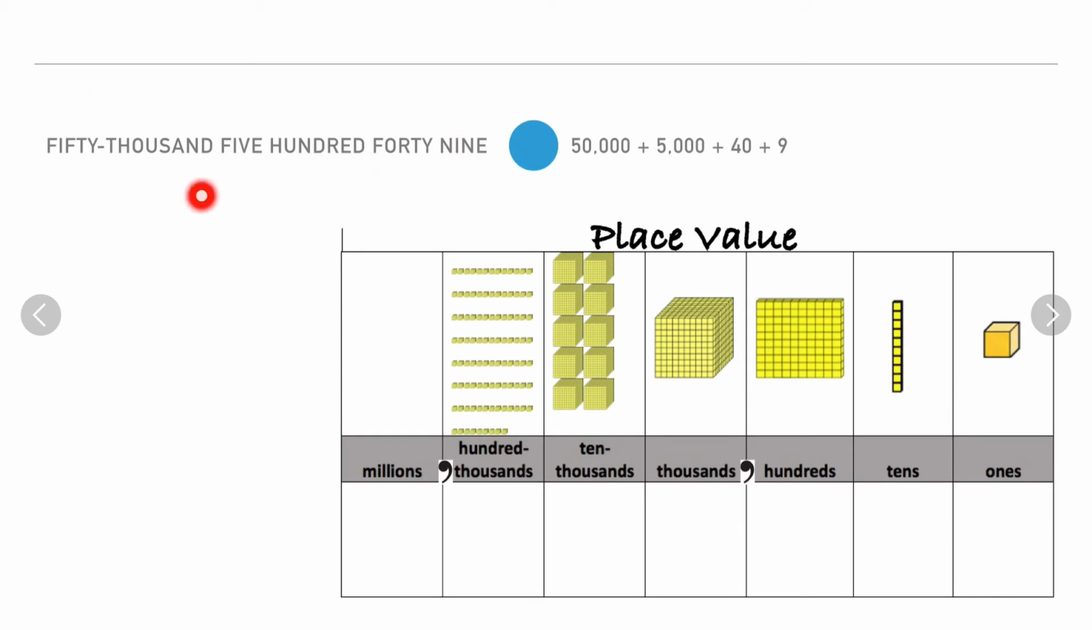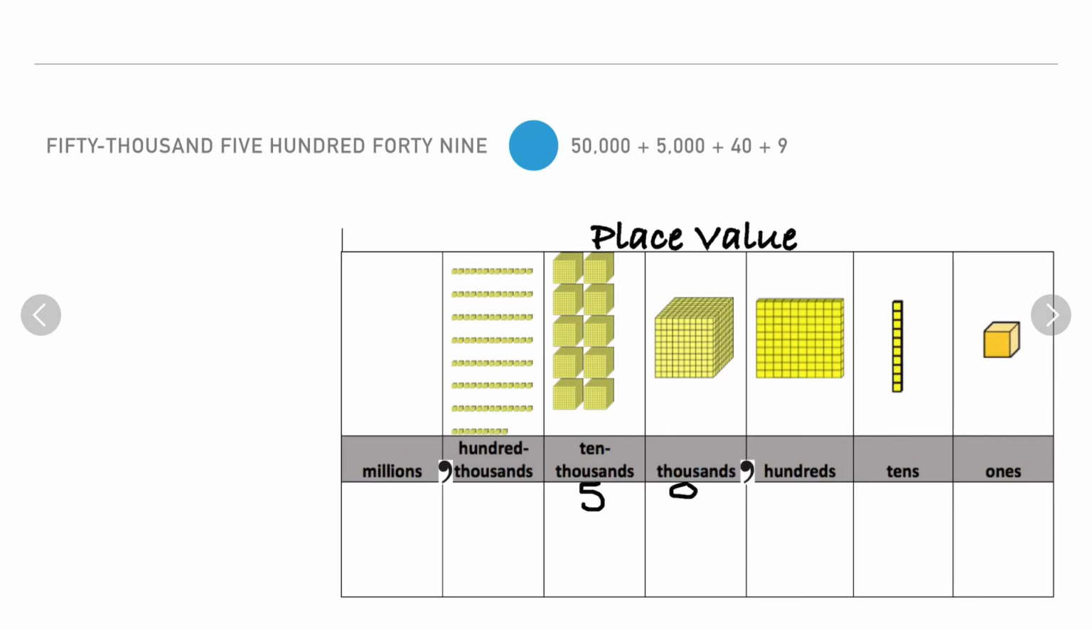In this problem, I have two numbers, the first number in word form and the second number in expanded form. Let's go ahead and write 50,549 on my place value chart. 50,000. What place value would I start at? I agree. I'm going to start in the 10,000s because 50,000 is the same thing as saying 5 10,000s. How many thousands do I have then? Good. I have 0 thousands.